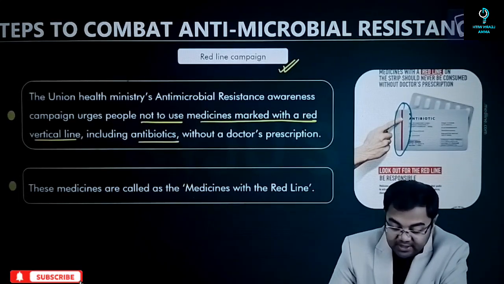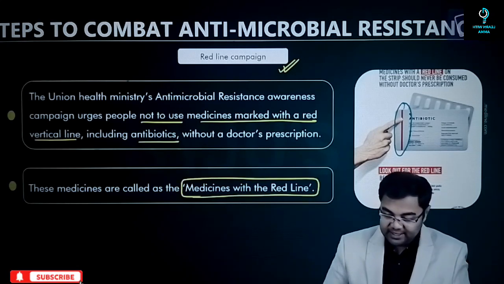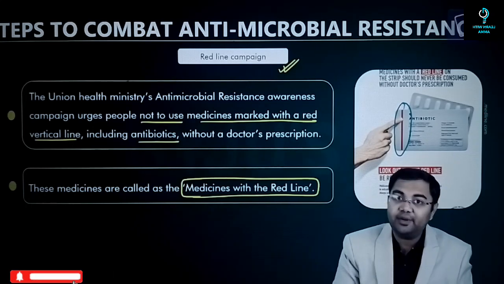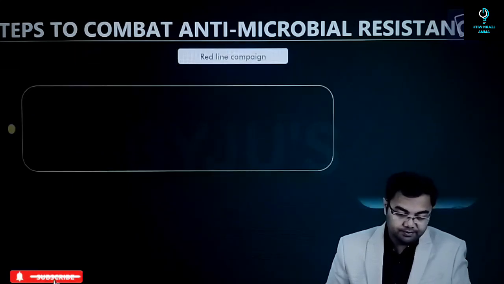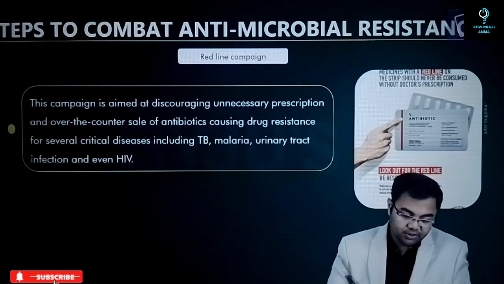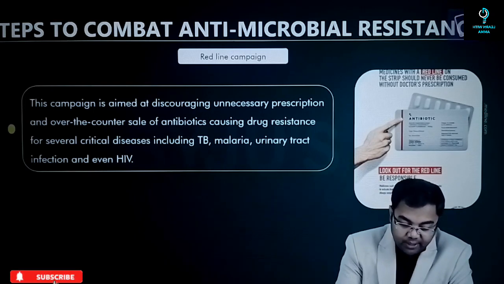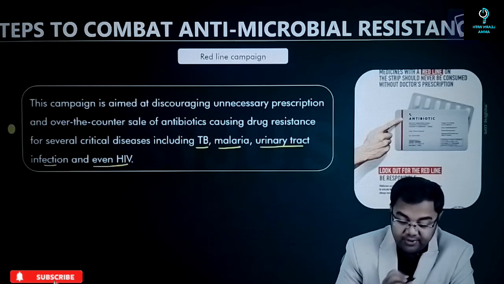These are called medicines with the red line. So if there is a red line like this, then it means that unless it has been prescribed by a doctor, it should not be taken. The campaign is aimed at discouraging unnecessary prescription and over-the-counter sale of antibiotics, causing drug resistance for several critical diseases including TB, malaria, urinary tract infections, and even HIV.